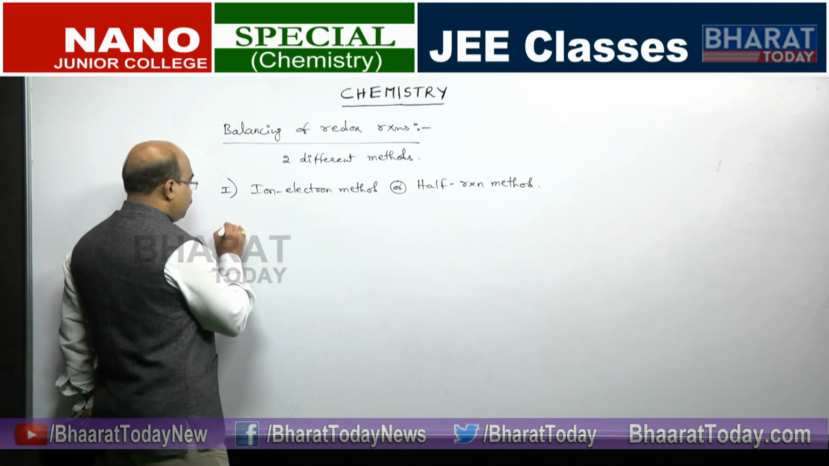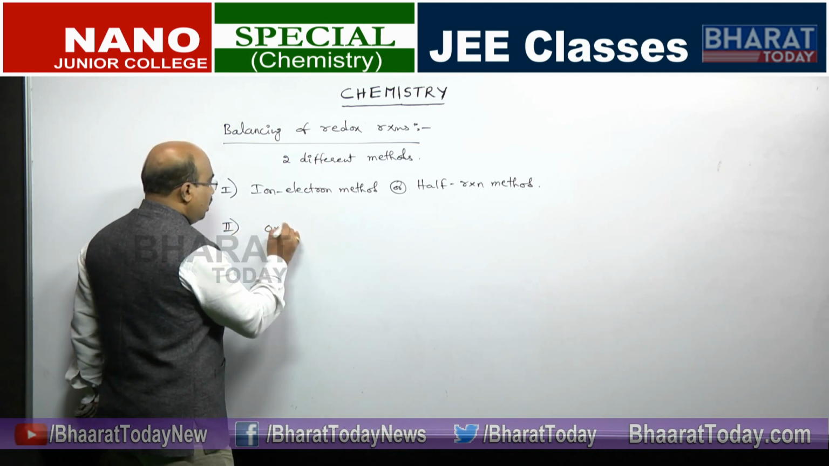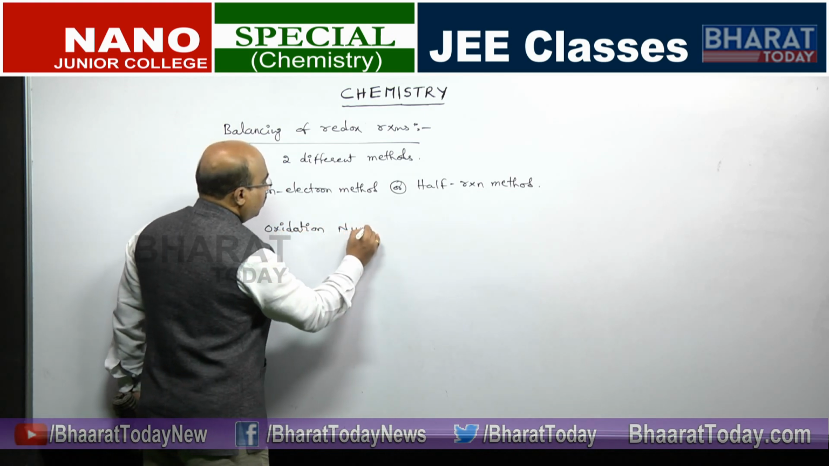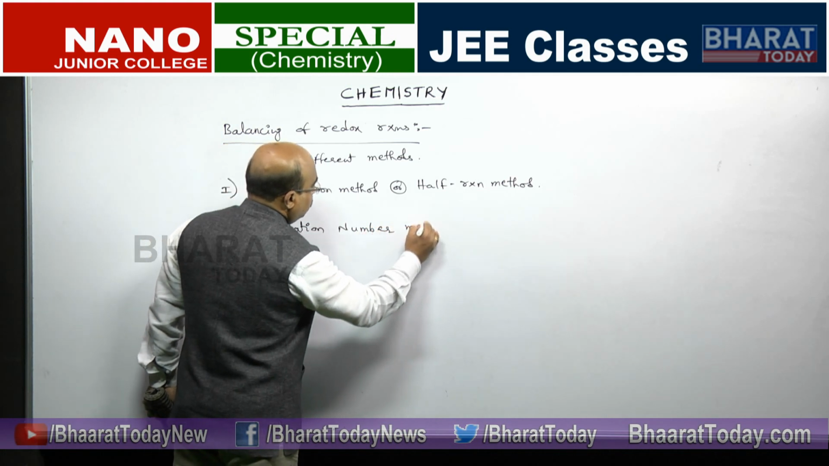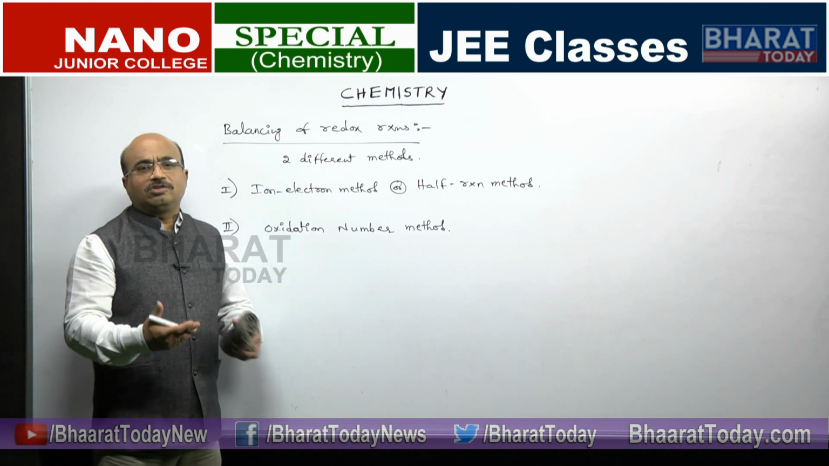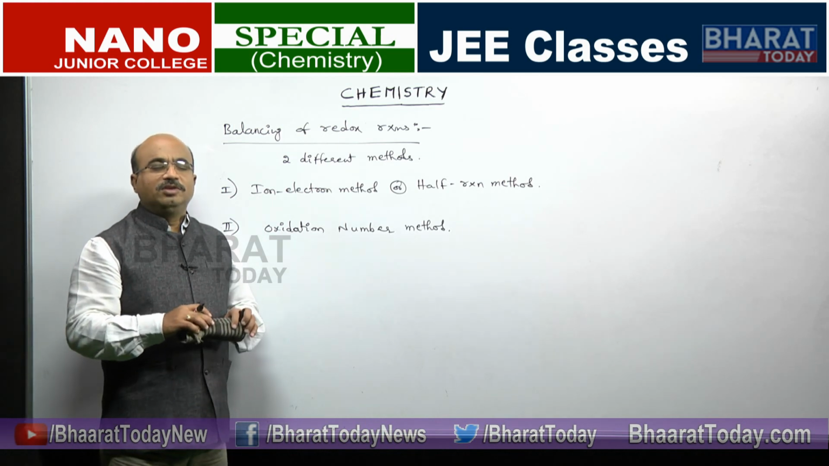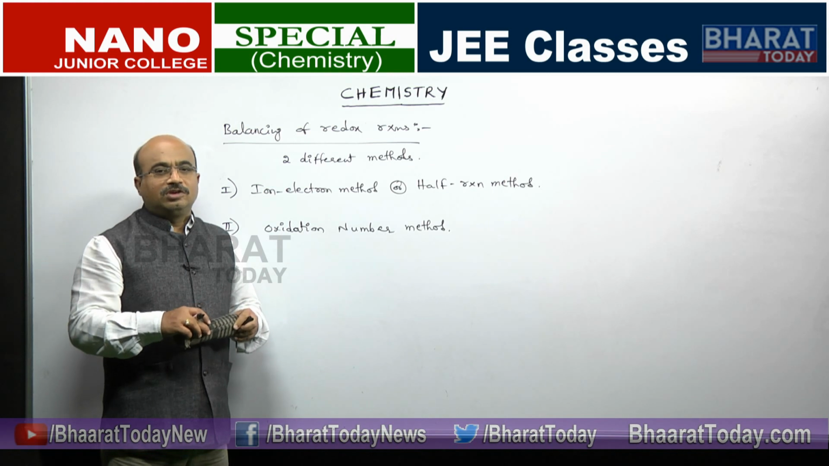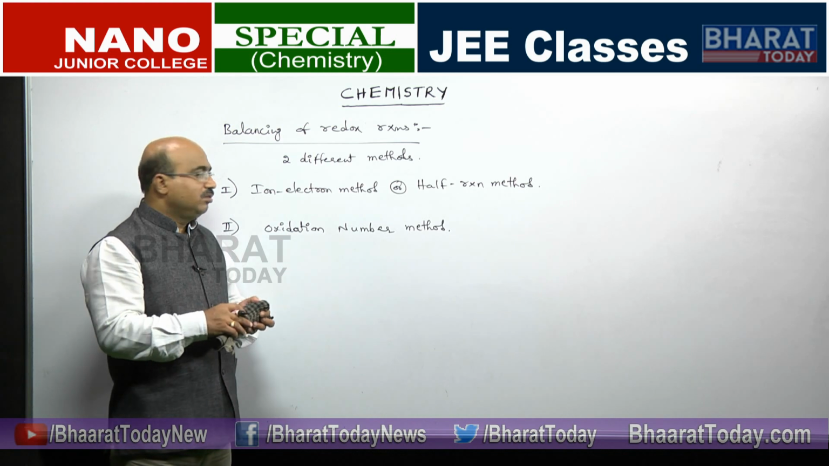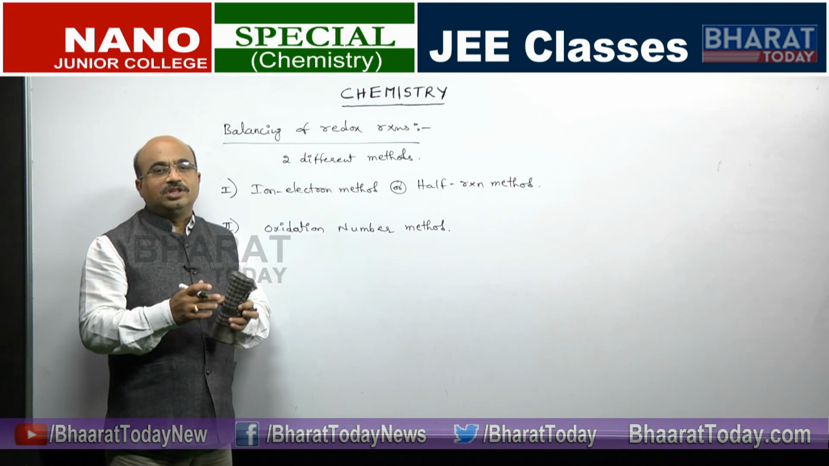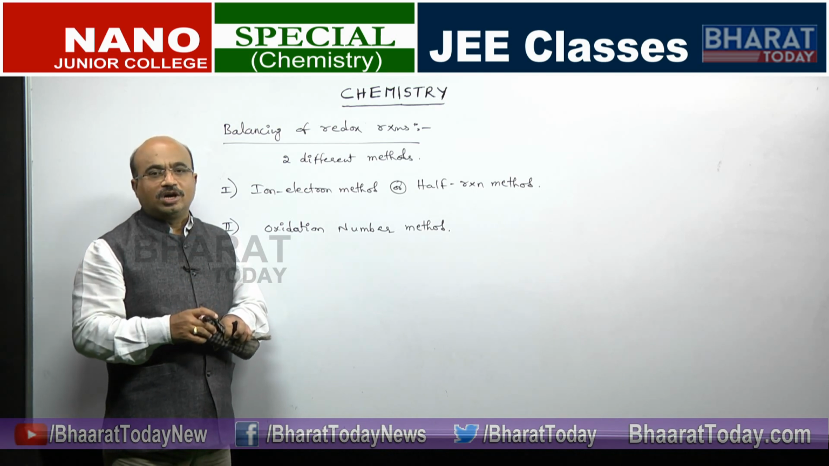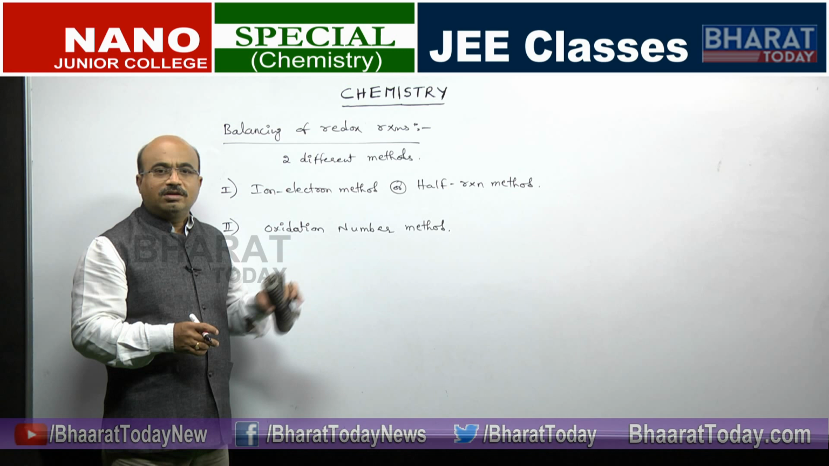Then the second one, the oxidation number method or state method. Mainly it is called the oxidation number method. You will see it at a little later stage why it is number and not state; we will see that, not now, while introducing all that. Is it clear? So, the methods which are generally used are ion electron and oxidation number.